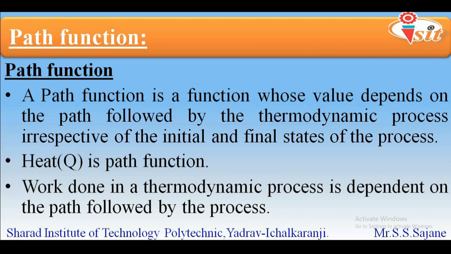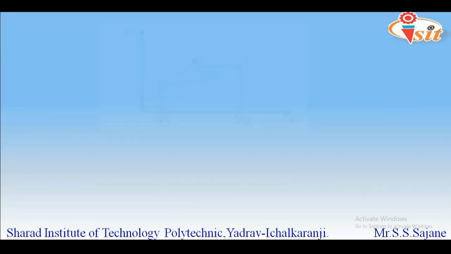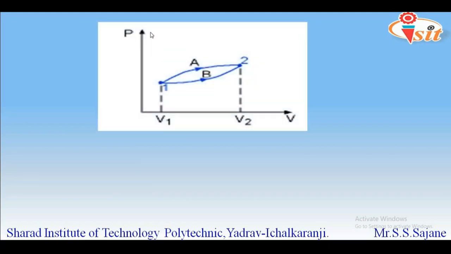What is the meaning of path function? So let us again consider the PV diagram. The pressure versus volume diagram is given. Here we can see, I would like to ask, we have studied the meaning of thermodynamic state, process and cycle. Can anybody tell me what is this in the given diagram? Is it a cycle or not?